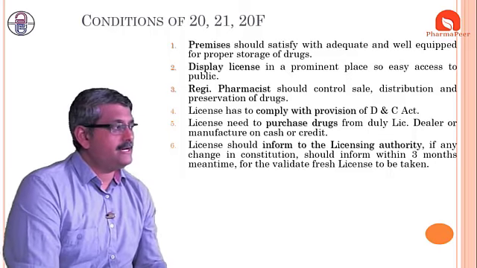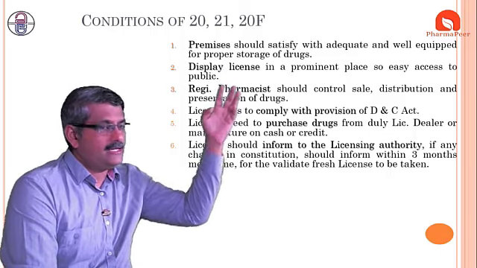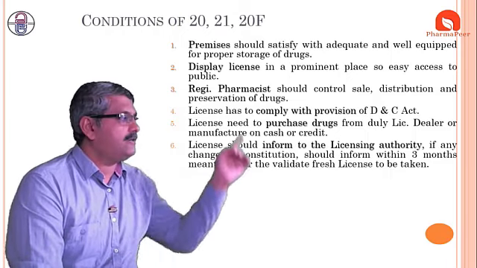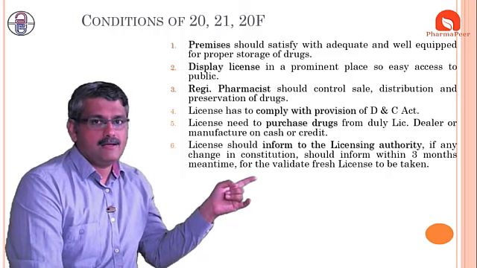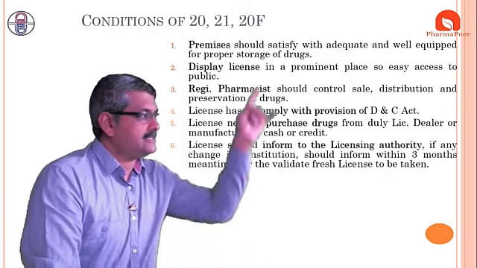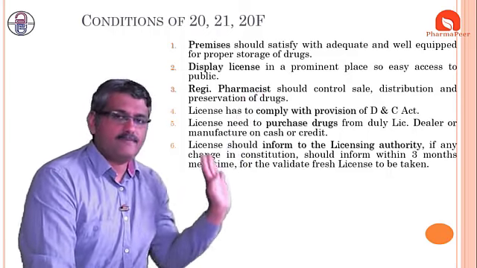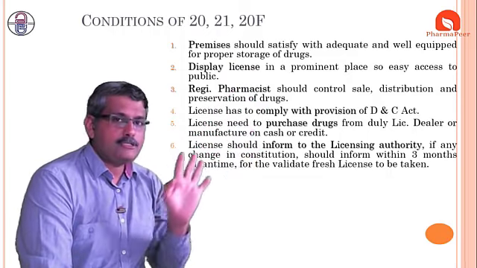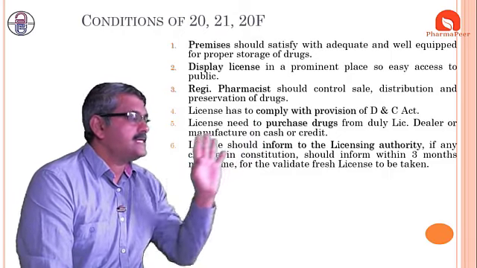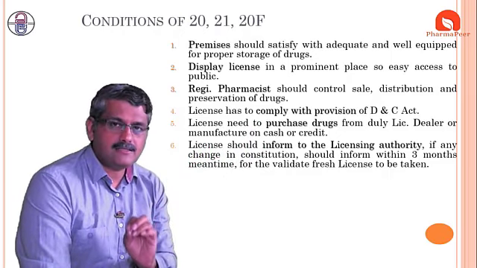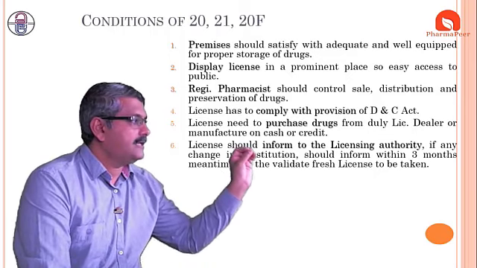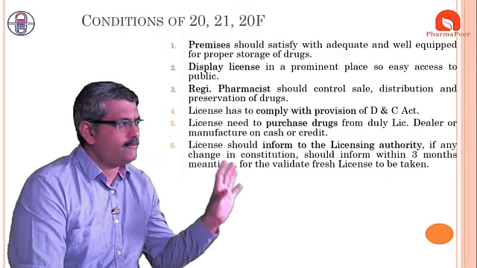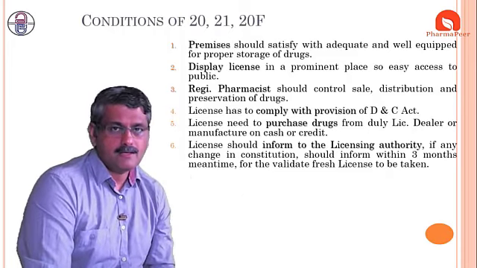These are a few conditions which are very common. Whether he is a wholesaler, a retailer, or a distributor with vehicle, all these conditions should be common. Particularly for the retailer and wholesaler, these are very common. So: proper premises, display the license, comply with the provisions of the Drug and Cosmetic Act, purchase from the licensed dealer or licensed manufacturer. Next, if there is any change in the constitution, immediately inform the licensing authority.